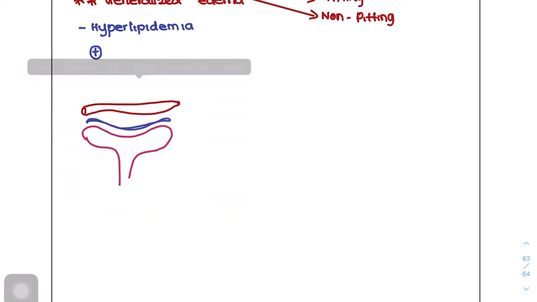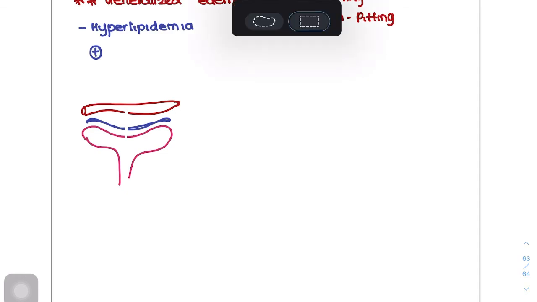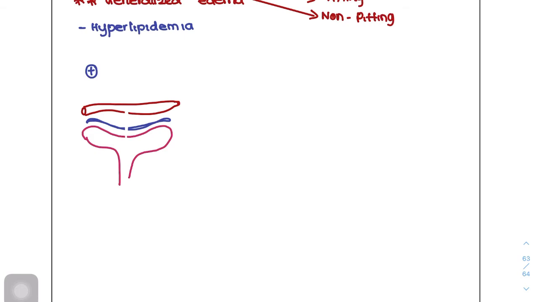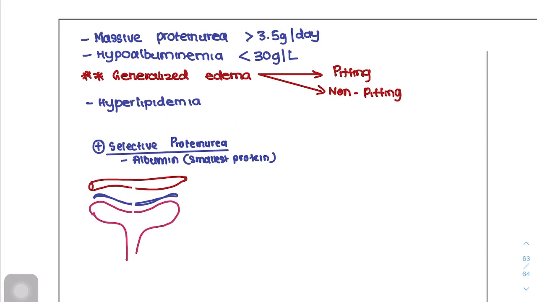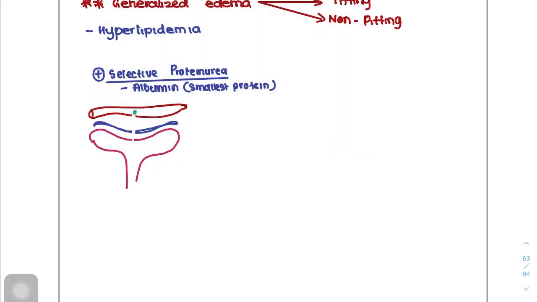In this situation, the damage is slight enough that we get a state of selective proteinuria. What does that mean? This is a state in which the smallest protein, that is albumin, will leak through. So that is why you get low albumin in blood. So these albumin molecules will leak through.